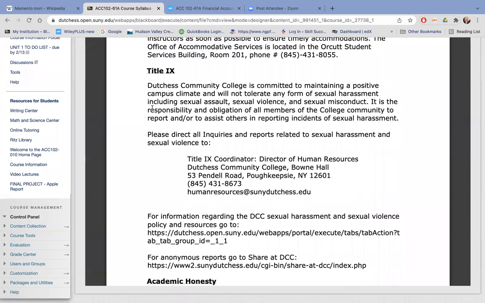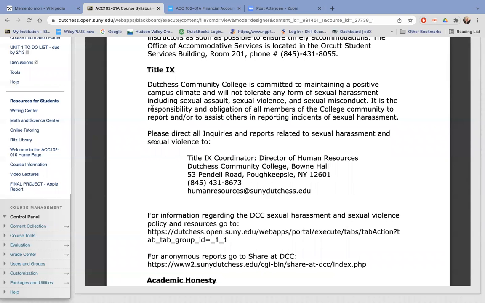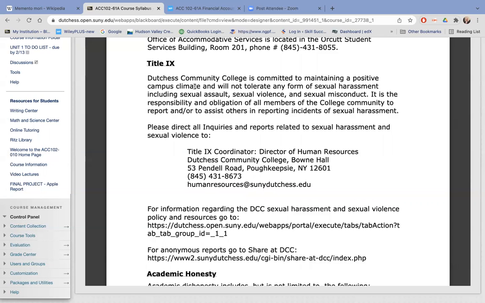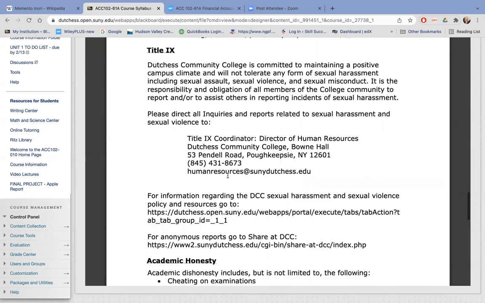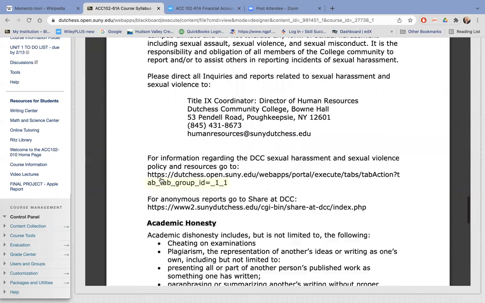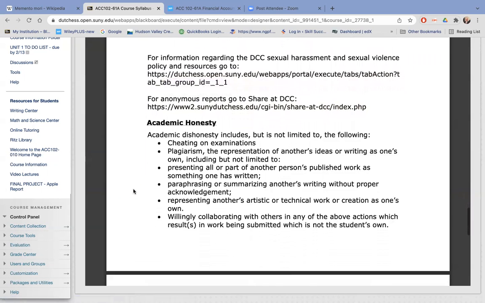We are a campus that is committed to maintaining a positive environment, free of harassment of all sorts, especially sexual harassment. However, if you do feel as though you are subject to any type of harassment and you want to contact our Director of Human Resources, there's an email, there's a phone number. You can also report these types of things through various forms here or anonymously here. So the links are part of that.